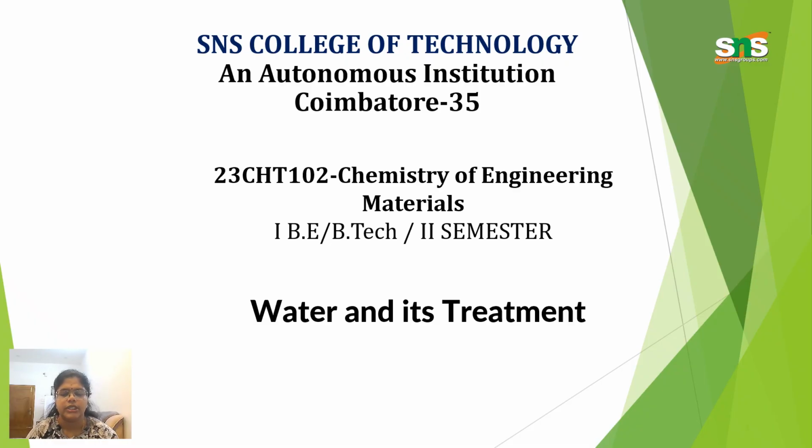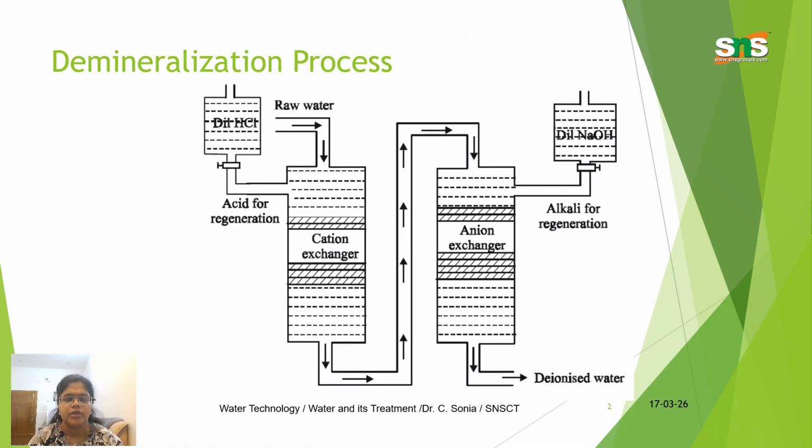Today we are going to see about the ion exchange process. First is the demineralization process. You can see the cross-section diagram for the demineralization process, where you have first a cation exchanger, then comes the anion exchanger, and on the side you have dilute HCl near the cation exchanger, and near the anion exchanger you have dilute sodium hydroxide.